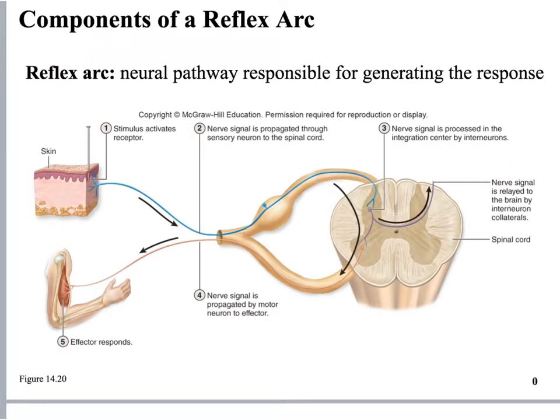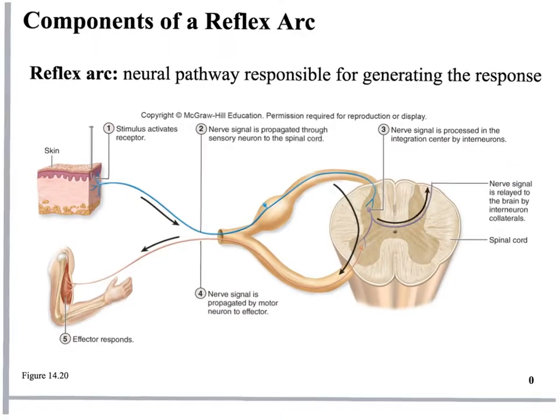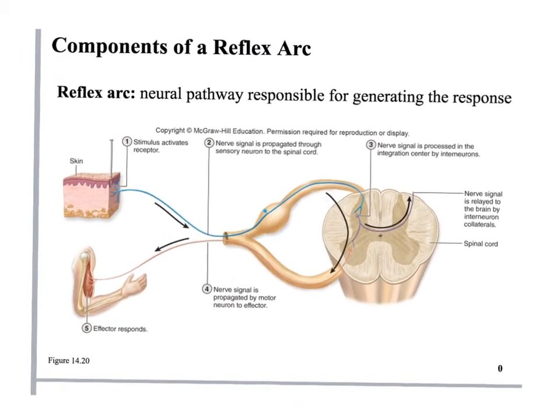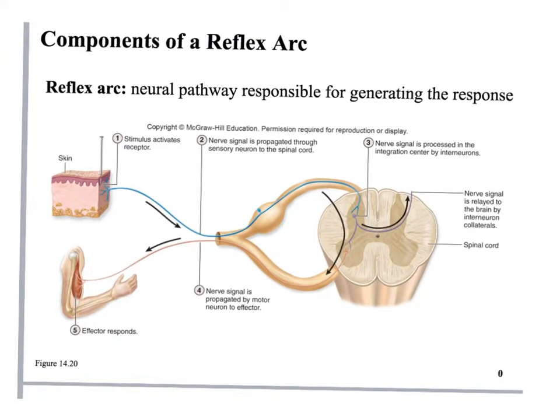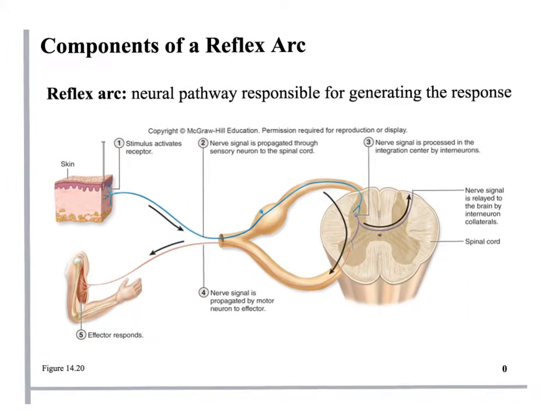Okay? So reflex arcs have distinct components. This is a reflex arc, and there are components of this reflex system. Usually there's only a couple of neurons involved. There could be one, or two, or three neurons. So this is an example of a 3-neuron response, right?